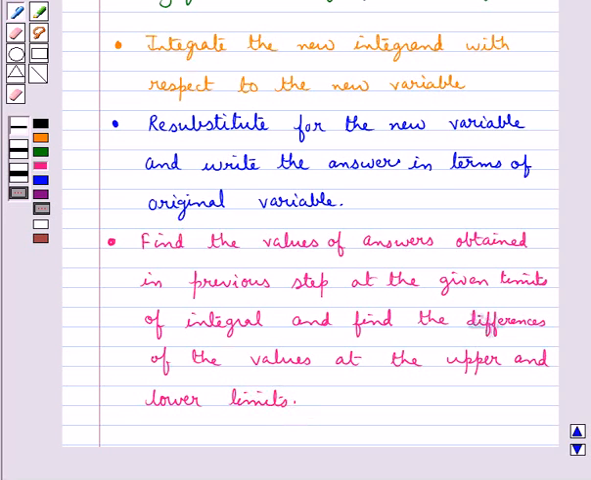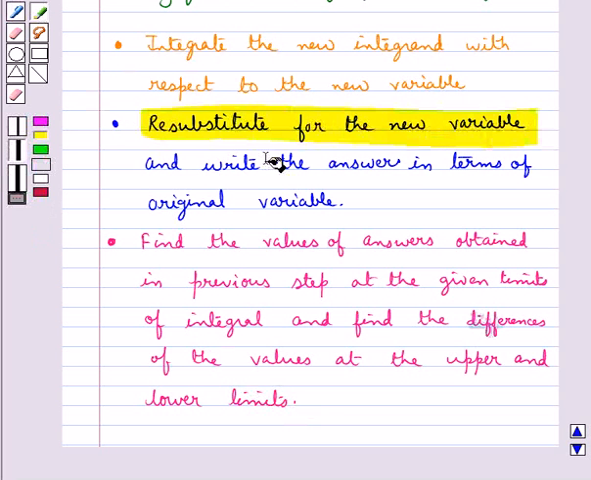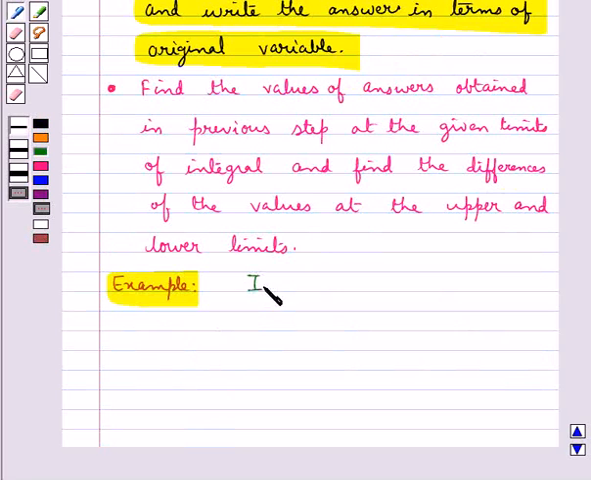We have one more method in which step 3 would be changed. In the second method, the integral will be kept in the new variable itself and the limits of the integral will accordingly be changed. Let's evaluate the integral I equal to integral from 1 to 2 of x upon x square plus 1 dx.